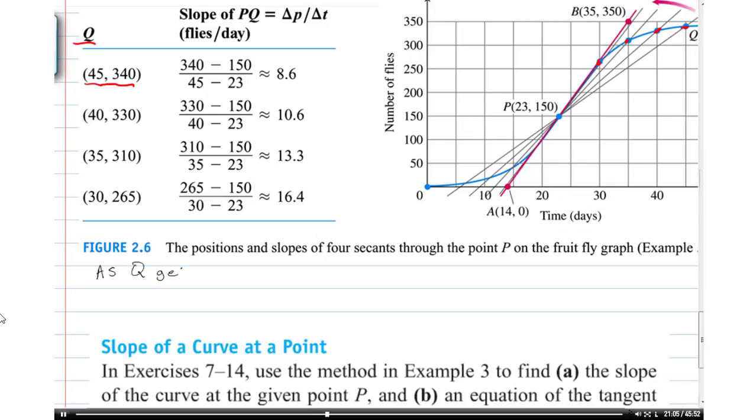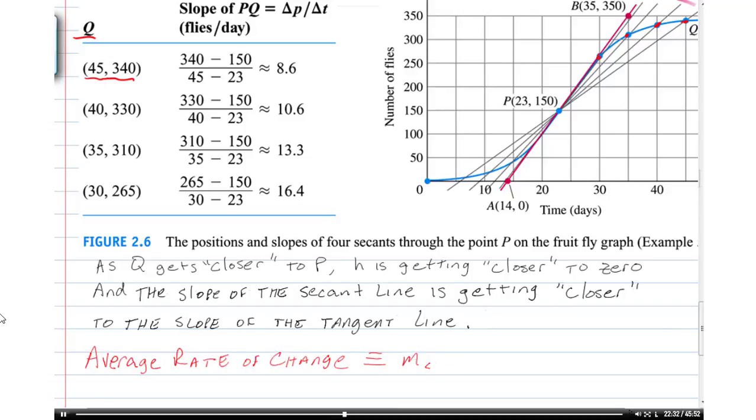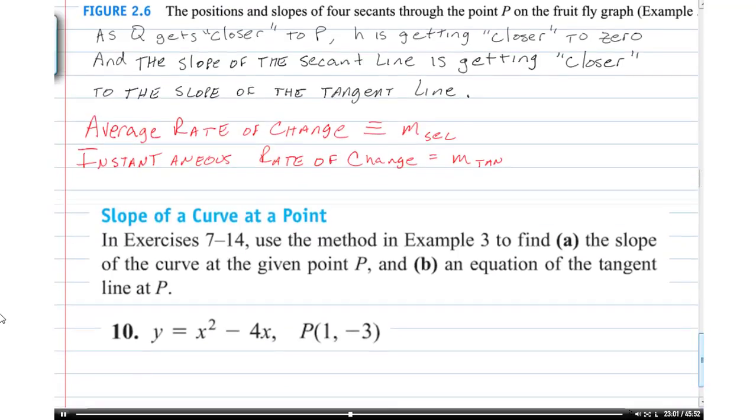As Q gets closer to P, h is getting closer to 0. Remember, h is the distance between P and Q's x values. As Q gets closer to P, h is getting closer to 0, and the slope of the secant line is getting closer to the slope of the tangent line. Now, why is this a big deal? Well, because your average rate of change is the slope of the secant line, and that's from our college algebra days with uniform motion, distance equals rate times time. And our instantaneous rate of change is the slope of the tangent line. We're wanting to see how we approach this instantaneous rate of change.